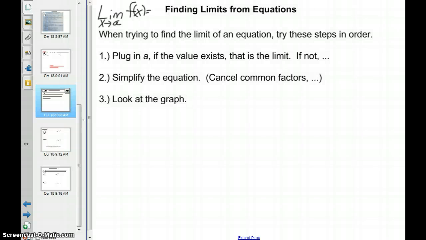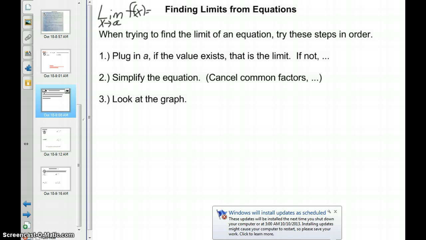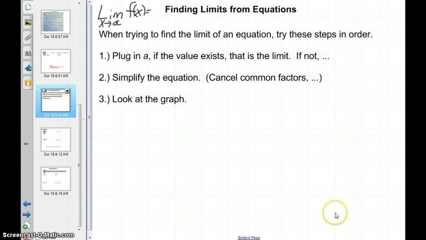Hello everybody, this is the notes for calculus, section 3.1, but the second part of that. So in the first part we talked about the idea of what a limit is. It's what the y value is approaching as the x value gets closer to a number. So what we did in the first part is looked at graphs and we looked at tables.